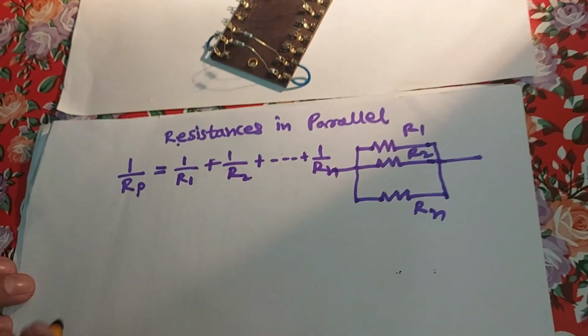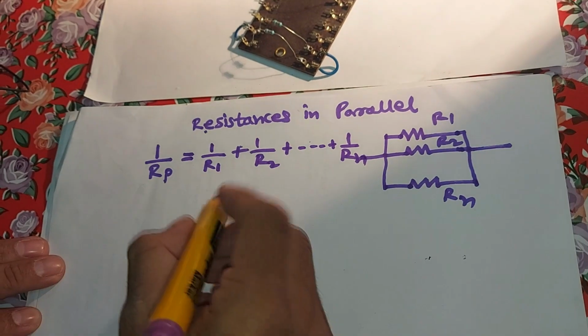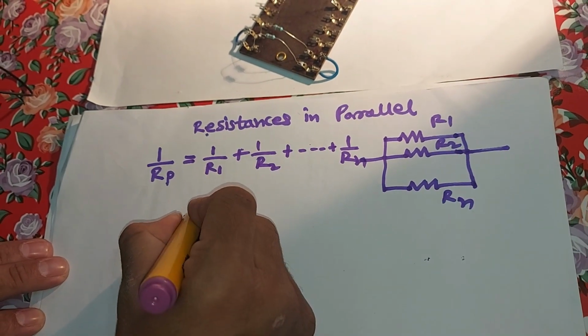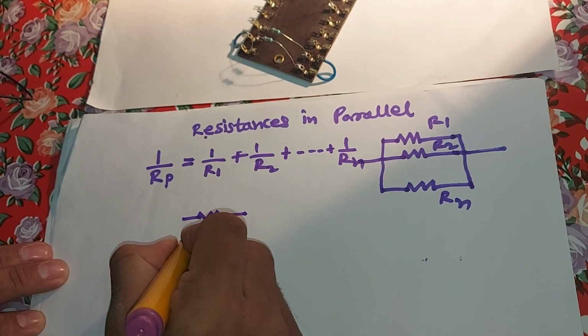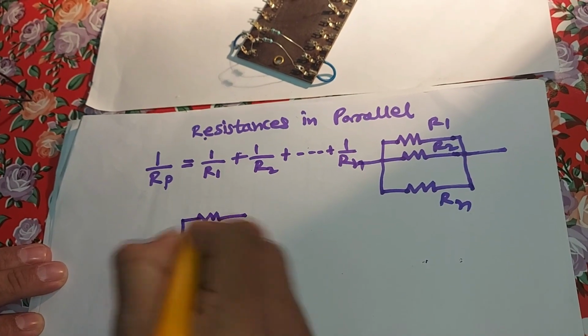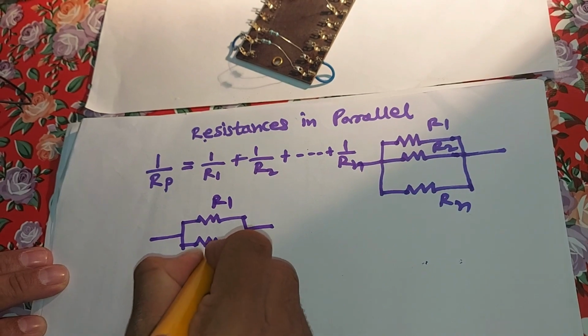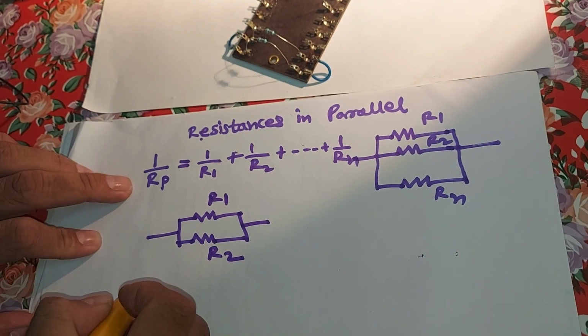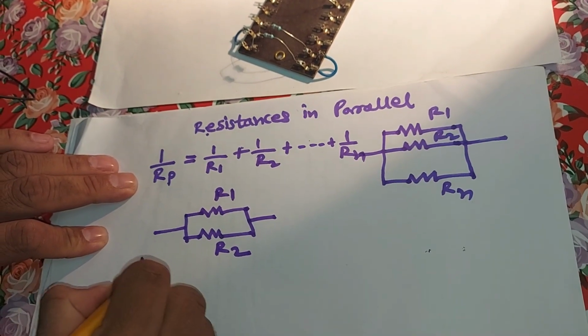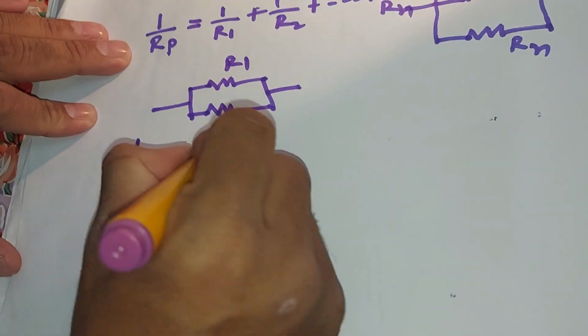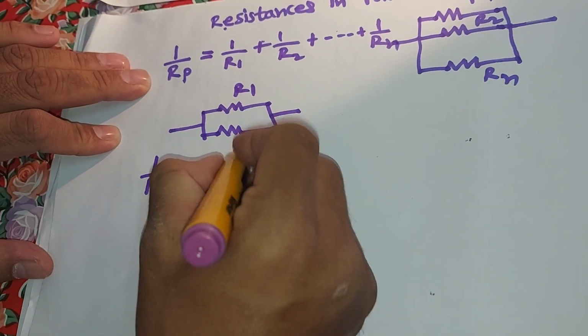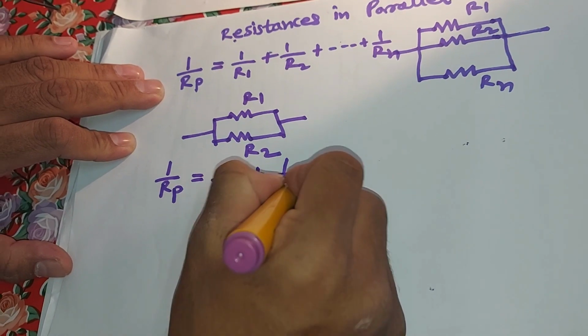Now if we have only two resistors in parallel, say like this. This is R1 and this is R2. Then this same formula will be only for two resistors. So it will be 1 upon Rp is equal to 1 upon R1 plus 1 upon R2.